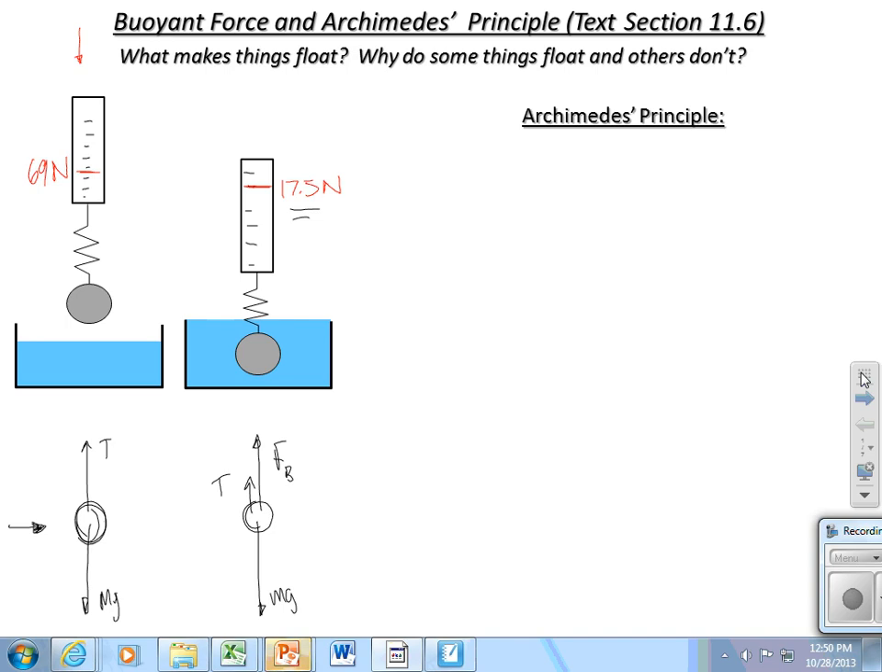And we can actually figure out how big that buoyant force is. We know that here, the tension is 69 newtons because the weight is 69 newtons. So here, if this is still 69 newtons, and our tension is now only 17 and a half newtons, that means that the buoyant force is 51 and a half newtons. A lot of force. All right, where does it come from?